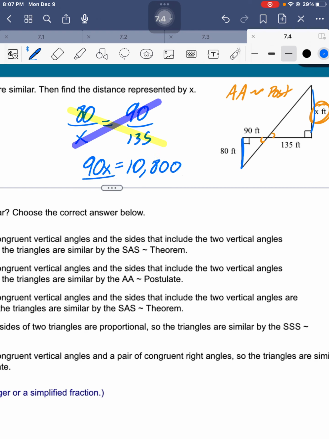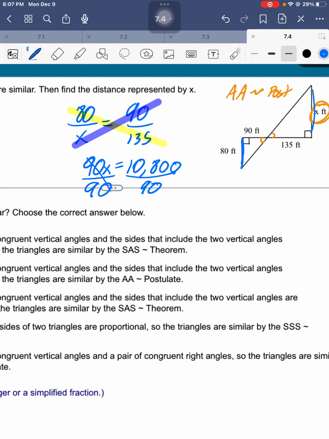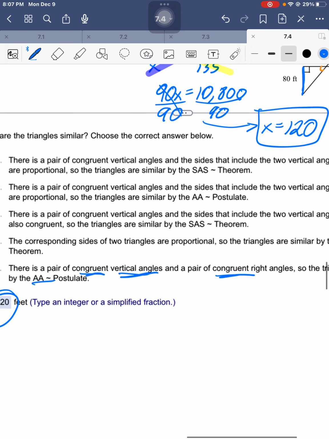My 90x equals 10800. Divide by 90. Divide by 90. So my x is equal to 120. So let's see, is that the right answer? Yep. E, which is there is a pair of congruent corresponding vertical angles and a pair of congruent right angles. So the triangles are similar by the AA similarity postulate. And what is my x? 120, which you just found out right there.